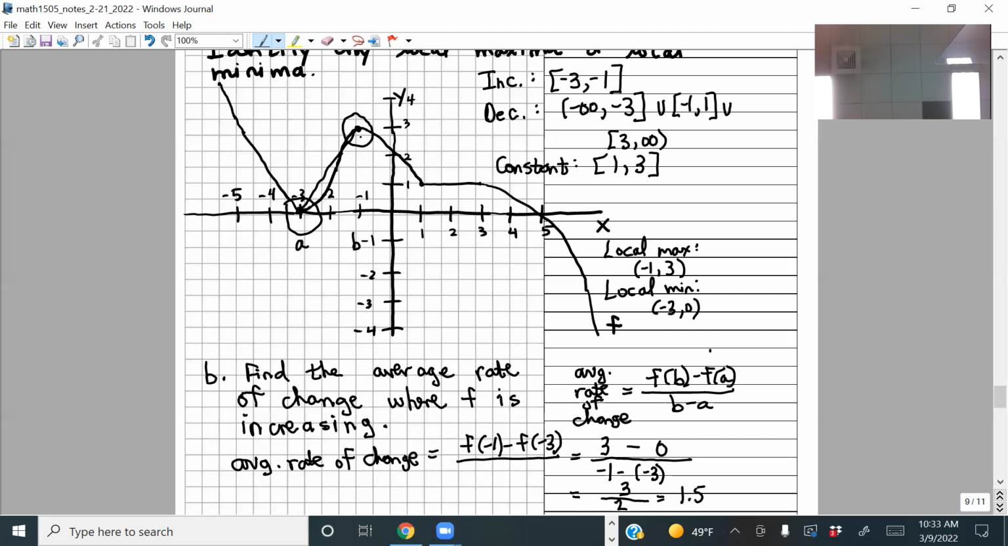Now, what is that 1.5 telling us? It's supposed to be telling us how fast that curve is increasing. We know it's increasing, but how fast it's increasing from x equal minus 3 to x equal minus 1. That's a measure of how fast the curve is increasing. So how do you explain that to your grandmother? You would say what?